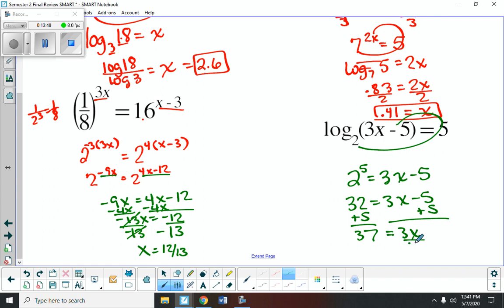And then lastly, divide. So x equals 37 divided by 3, which is approximately 12.3.